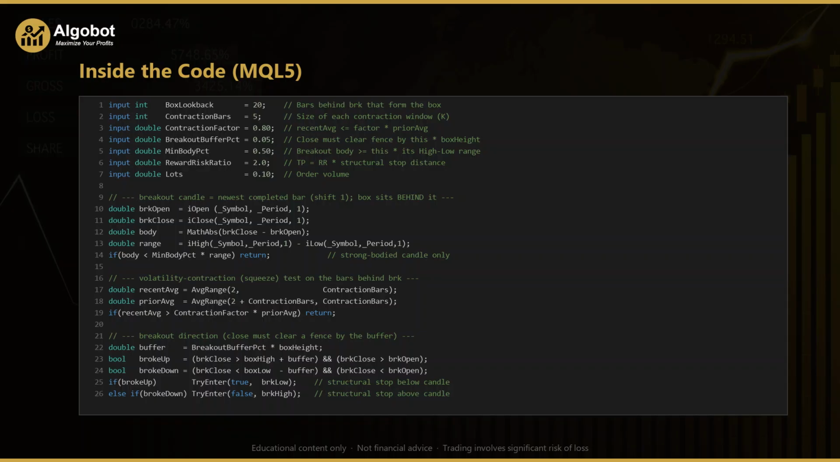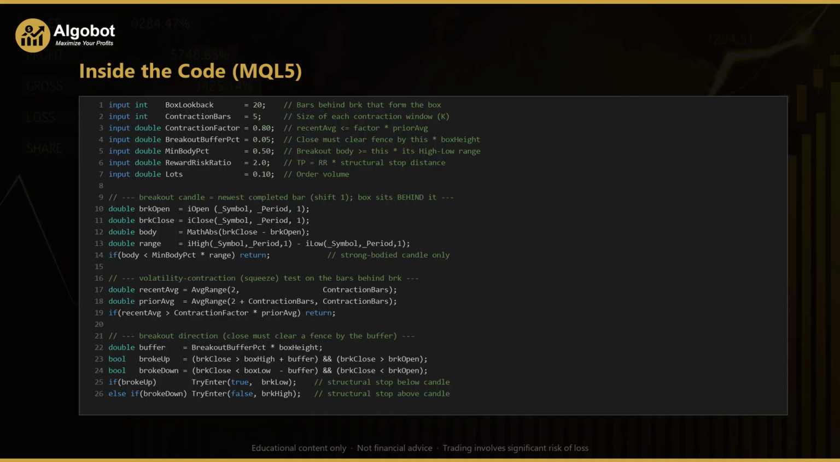BoxLookback sets how many bars behind the breakout candle form the consolidation box. A larger number builds a wider, slower box. Contraction bars sets the size of each window in the squeeze test, while contraction factor decides how much the recent candles must shrink. A lower factor demands a tighter coil.